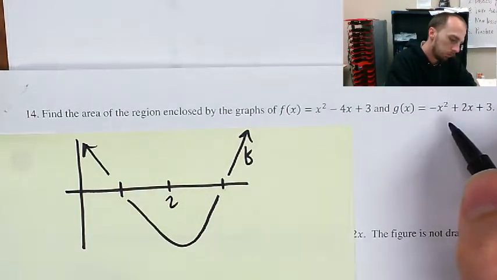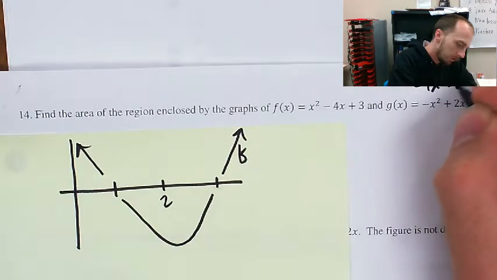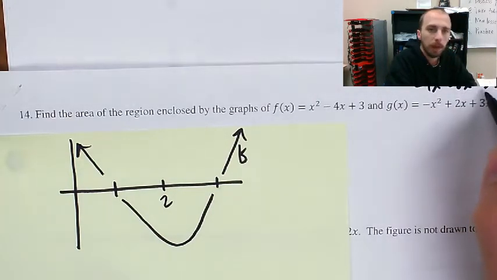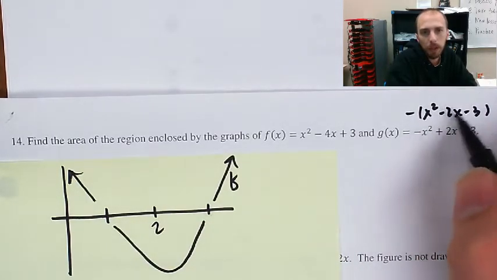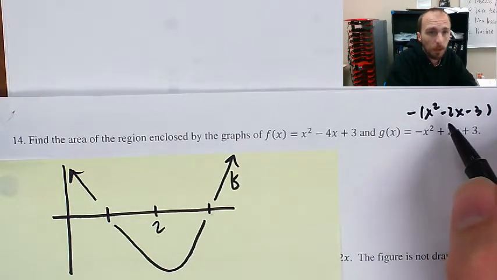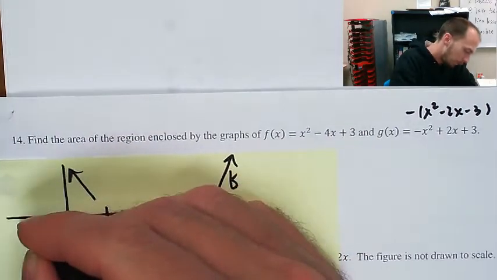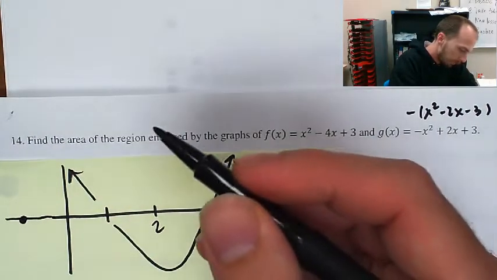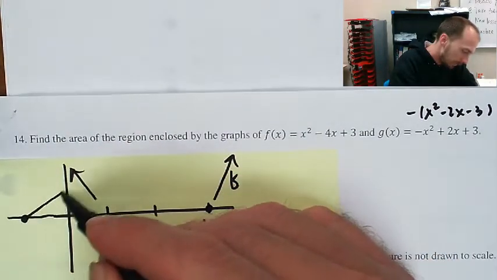G is the negative of x squared minus 2x minus 3. So I think that would be x minus 3, x plus 1. And it's negative, so it's going to open down. So it'll be x minus 3, x plus 1.